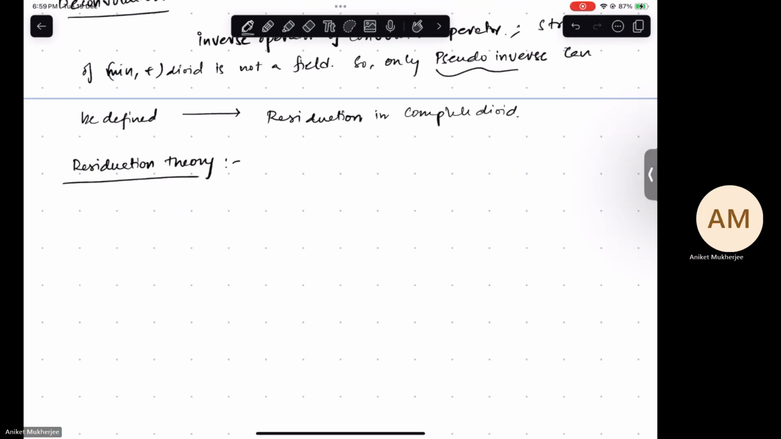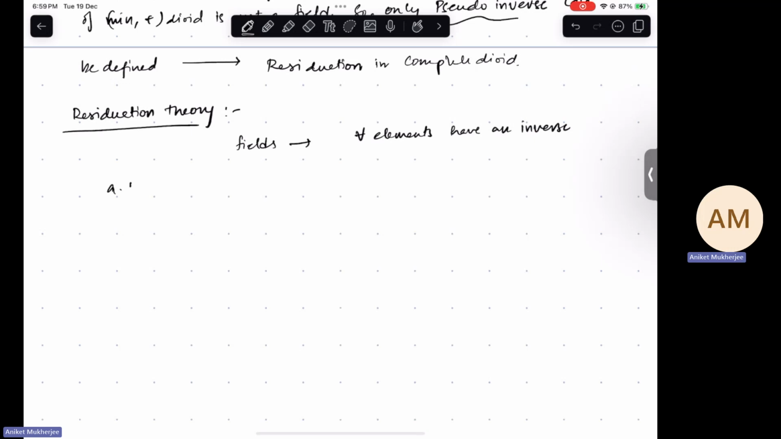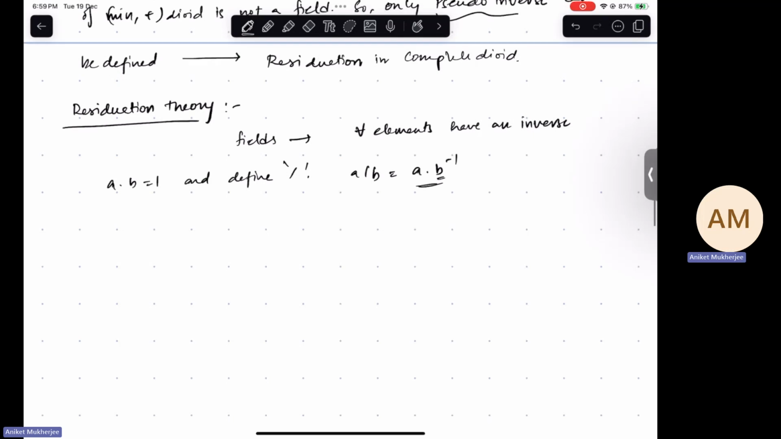So just to give a background, in algebraic structures such as fields, all elements have an inverse, such that A times A inverse is equal to 1, and then you define the division such that A divided by B is equal to A times B inverse. So this is the inverse element. This is not possible in a dioid.